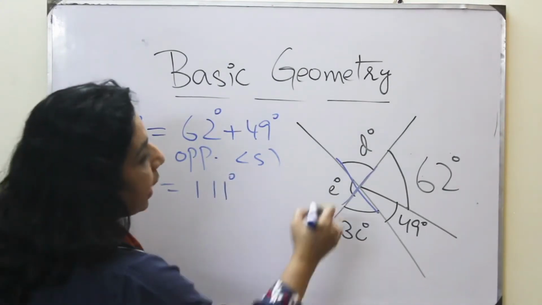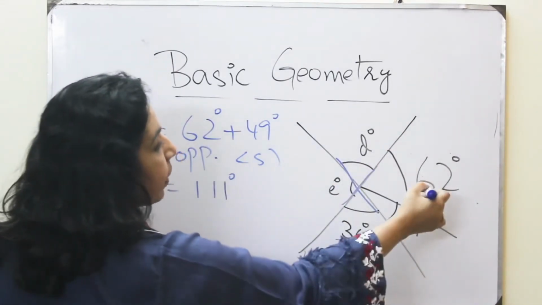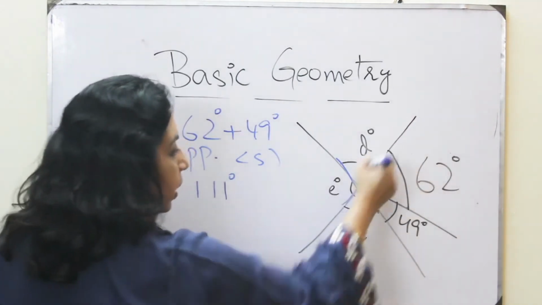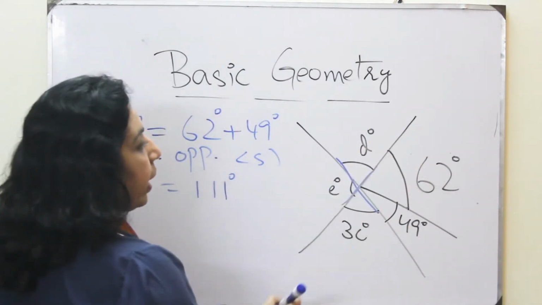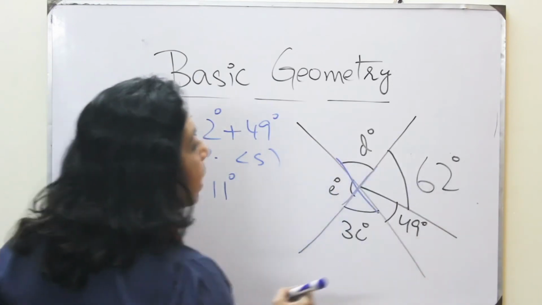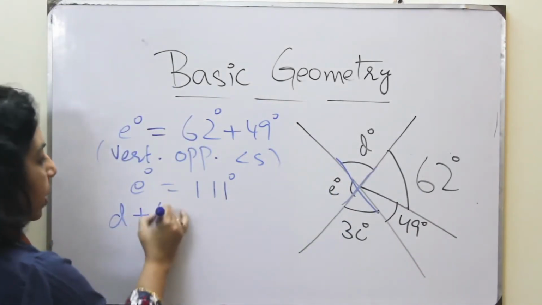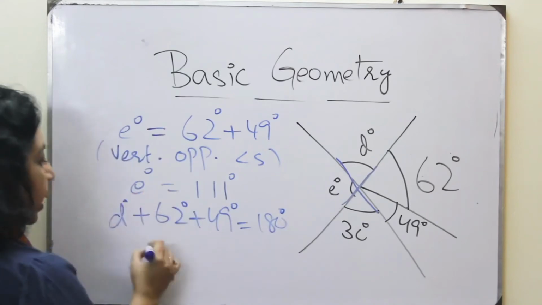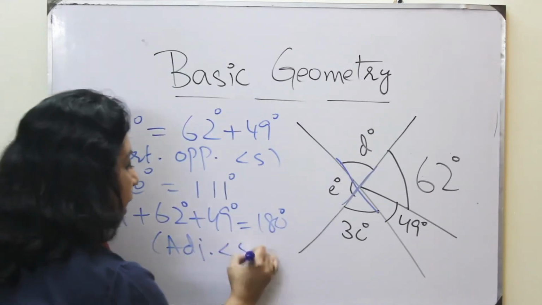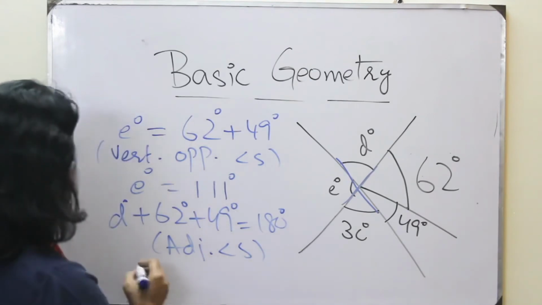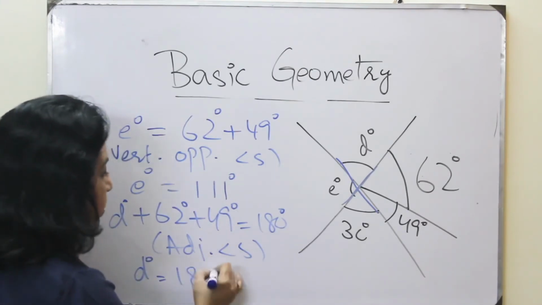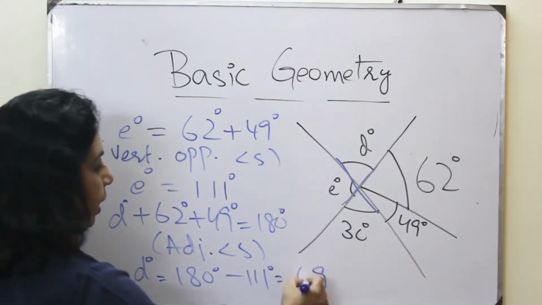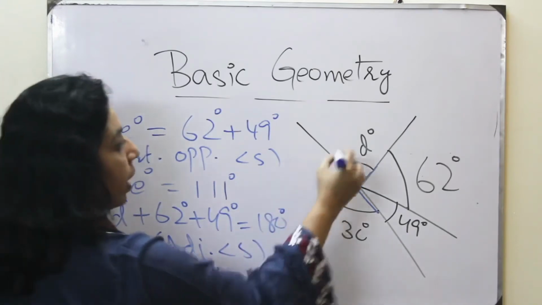Okay, now we have to find D. We can take these three angles, 49 plus 62 plus D equals 180, or even we can take 3C plus 49 plus 62 equals 180, because this is also a straight line, adjacent angles. So we take D plus 62 plus 49 equals 180 degrees, and we shall write here these are adjacent angles or angles on a straight line. We shall subtract the sum of these two from the other side, and we will have 69 degrees. Okay, E is 111, D is 69.